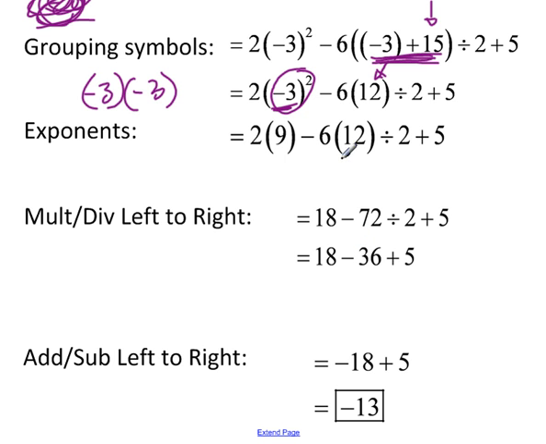And what do we do next? Multiplying. I'm going to multiply here and here. Gets me my 18, my 72. We still need to do that division. 72 divided by 2 makes that 36. And now we add and subtract left to right. Well, she went and added these two things. Oh, no, we didn't. No.